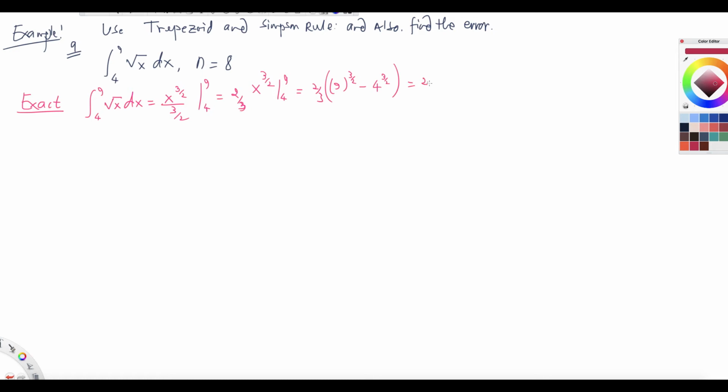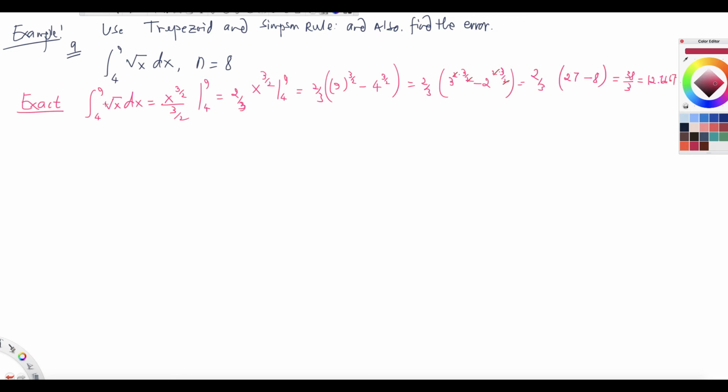So what is 9 to the 3/2? 2/3 times 3 squared to the 3/2 minus 2 squared to the 3/2. You cancel the square and the half, so you get 2/3 times 3 to the 3rd, which is 27, minus 2 to the 3rd, which is 8. 27 minus 8 is 19, times 2 is 38 over 3. If you use a calculator for that, you will get 12.6667.